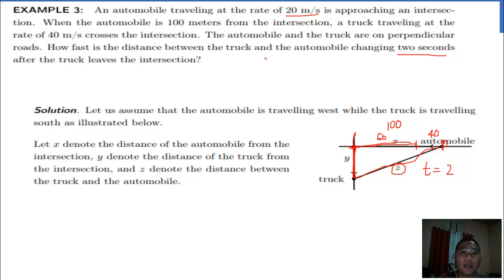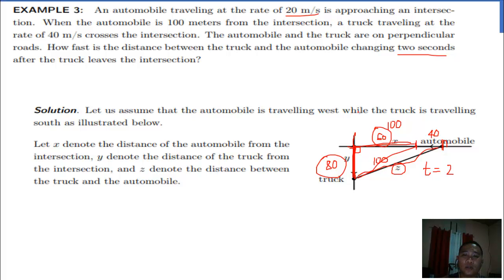Yes. Ito namang 40 meters per second itong truck kasi paalis na dito. After 2 seconds from here, it means makakuha na siya ng 80 meters. Why? Because 2 seconds times 40 meters per second, that is 80 meters. And that means from here up to there is 60 kasi perpendicular yan. Okay. 60 squared plus 80 squared is 10,000. Square root of that is 100. So, it means ang distance from this two and this one ay 100.